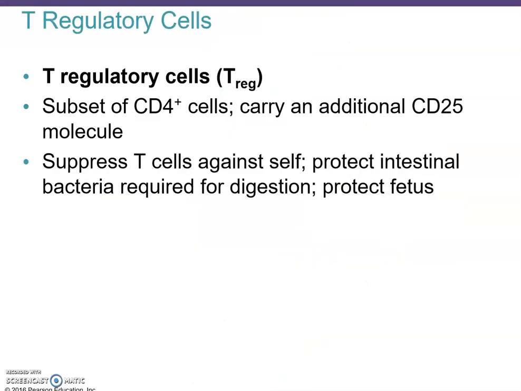We also have regulatory T cells, and the abbreviated Treg. That's a subset of the CD4 plus cells. They carry an additional CD25 molecule on their surface as a recognition receptor. They suppress T cells against self, and that means they protect intestinal bacteria required for digestion or protect the fetus. So that means that's your protective measure, that you don't attack something that's actually good for you, like your microbiota.